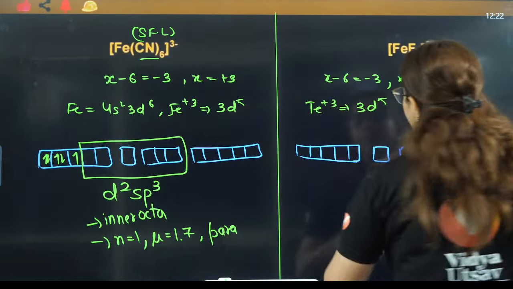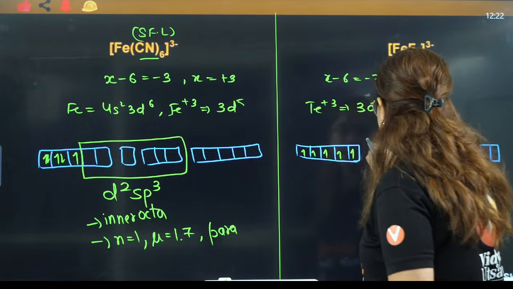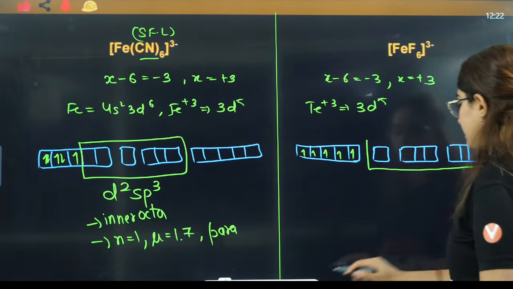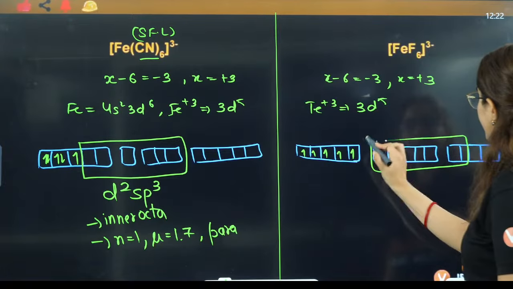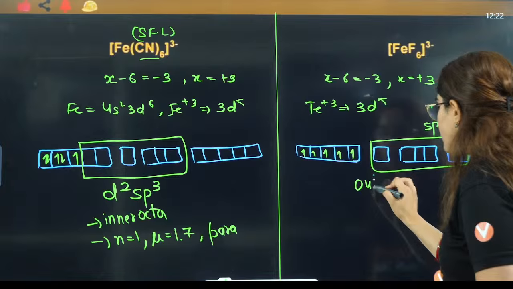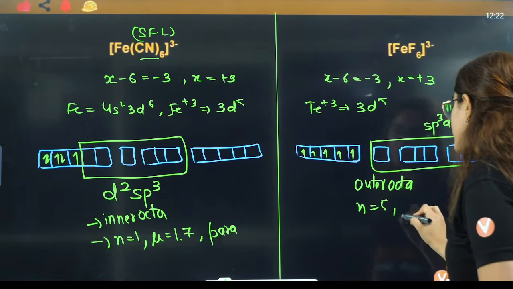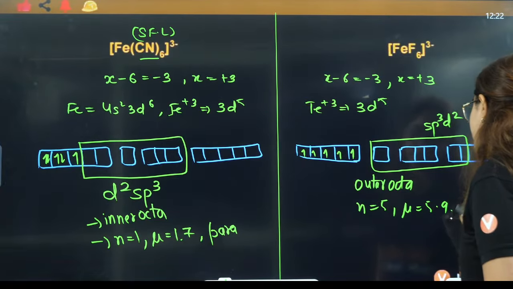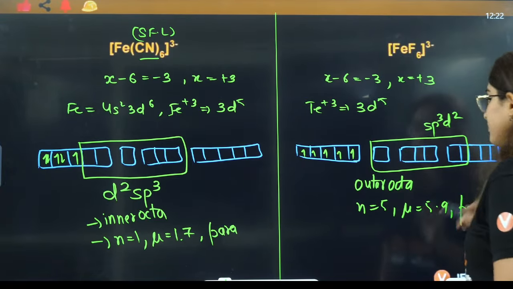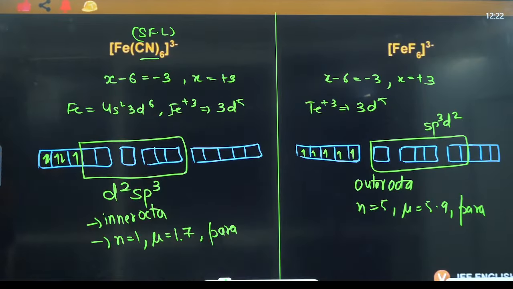Here there is no pairing, so I'll take it as 1 2 3 4 5. So here it is sp3d2, that is outer octahedral. Number of unpaired electrons is 5, mu is equal to 5.9. This is also paramagnetic. Tell me, is that clear? Okay.